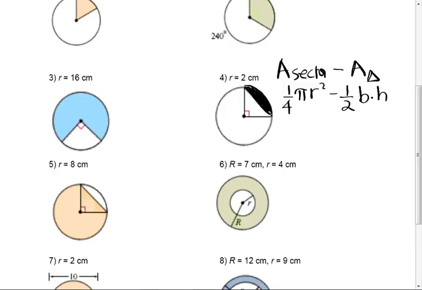A lot of bookkeeping. What's the radius? Sydney, question? So it's 1/4 pi times 2 squared, minus 1/2. What's the base and what's the height? 2 and 2. Can I go ahead and take 1/4 of 2 squared? Because what's 2 squared? It's 4, so 1/4 of 4 is 1. Yeah, so you just get 1. So it's pi, and this is 4 divided by 2. So it's pi minus 2.